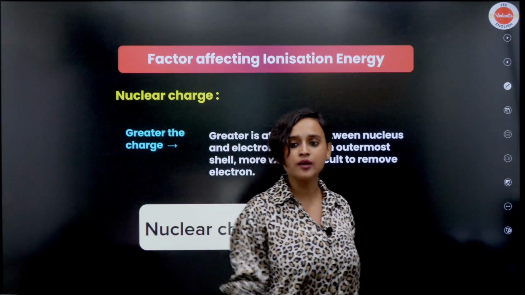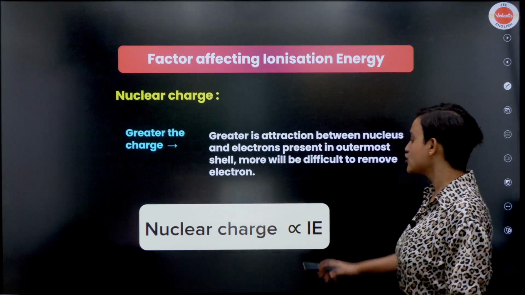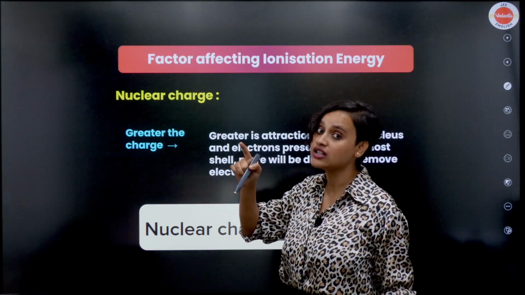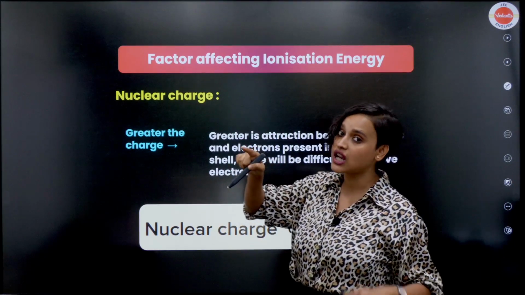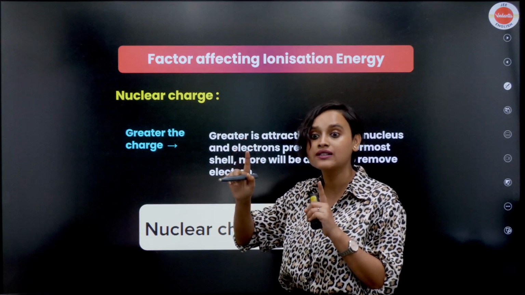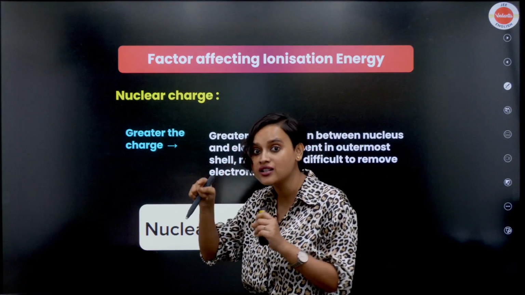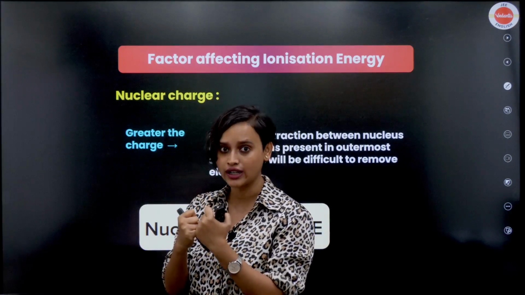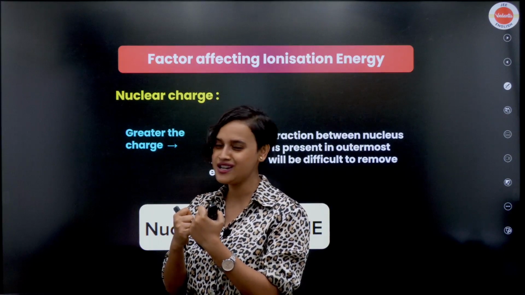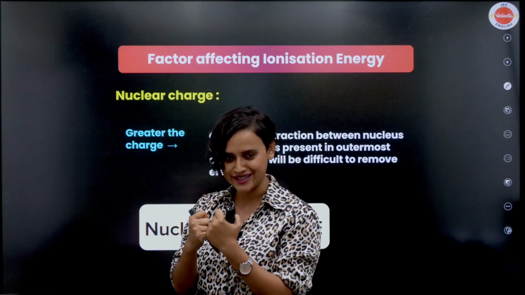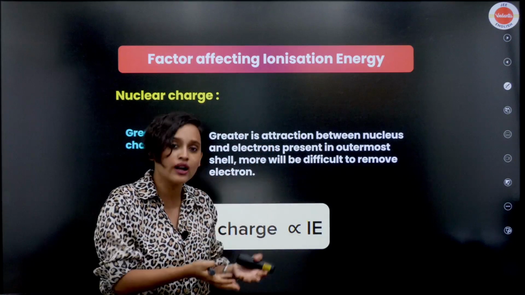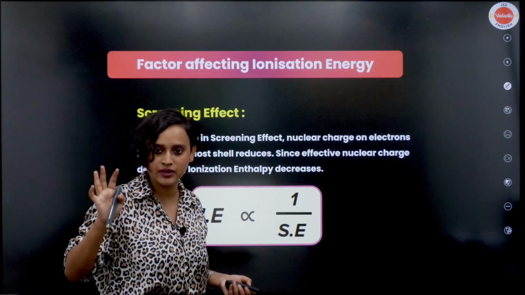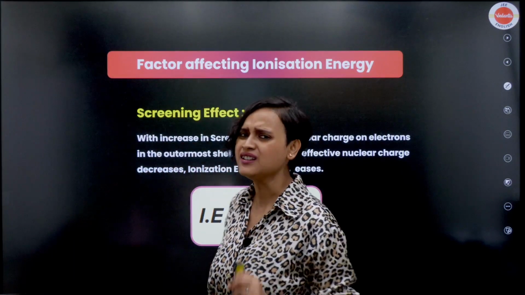Clear. Now we come to nuclear charge. So, nuclear charge is directly proportional to ionization energy. As you increase the nuclear charge, as you increase the effective nuclear charge, the ionization energy also increases. Why? Because as you increase the nuclear charge, the number of protons is higher, and they are easily able to hold on to the electrons and they are not letting go of the electrons. So, ionization energy increases. You have to give more energy to the atom to take away the electron. Clear? Crystal clear? Easy peasy biryani tasty? Awesome.